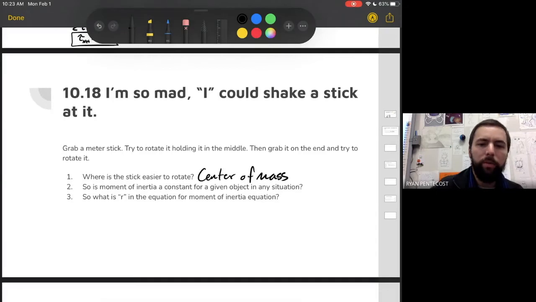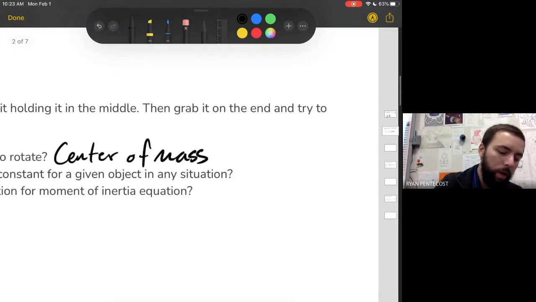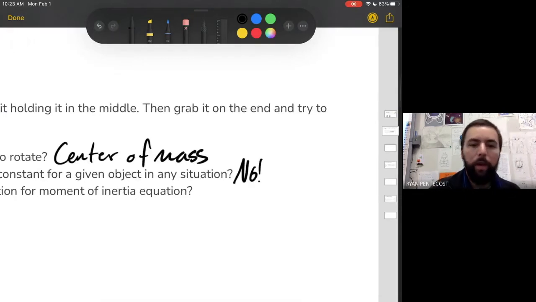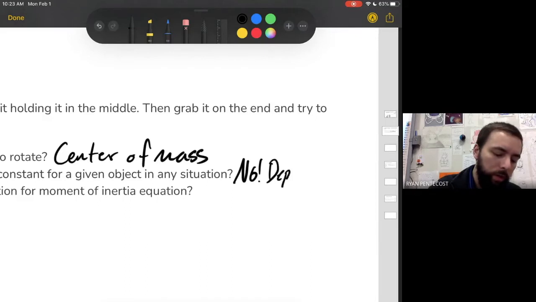Now, is moment of inertia a constant for a given object in all situations? That answer is a profound no. Okay? That is not going to be constant. It's going to change. And what is it going to change with respect to? Well, it's obviously depending. It depends on the axis of rotation.